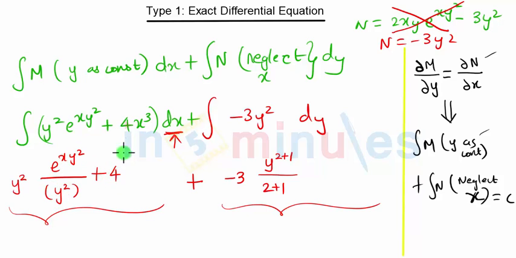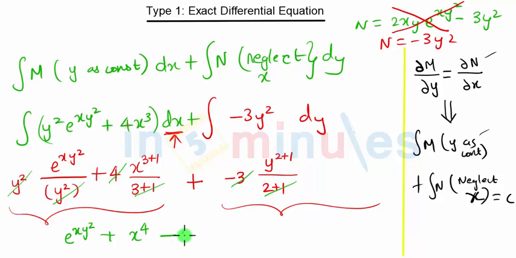Plus, what is integration of 4x cube? 4 is a constant, so it can be taken out from the integration sign. Integration of x cube is x raised to 3 plus 1 upon 3 plus 1. So as you can see, this 4 and 3 plus 1 get cancelled, and this y square gets cancelled, and 2 plus 1 and 3 get cancelled. So our equation reduces to e^(x y square) plus x raised to 4 minus y cube equal to constant. So this is the solution of this problem.